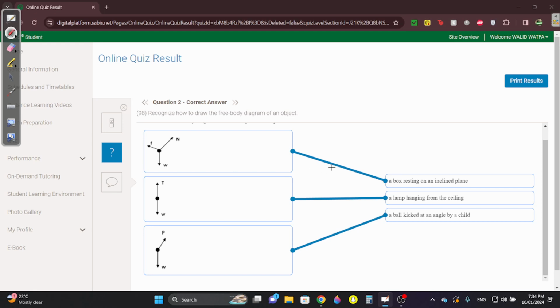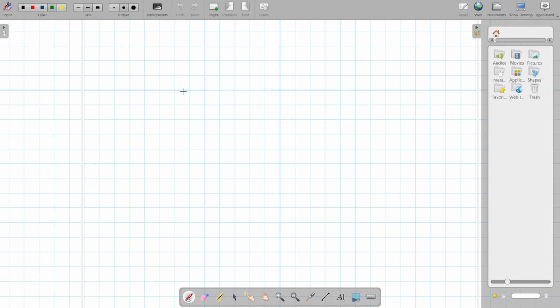Okay, here they want you to match. First, a box resting on an inclined plane. Let's look at this. This week they asked a lot in the quiz about the free body diagram. Let's say this point is a box. You're always going to have the weight acting downwards and the normal force acting upwards. These are two forces that will always be there. Weight will be down, normal will be up.